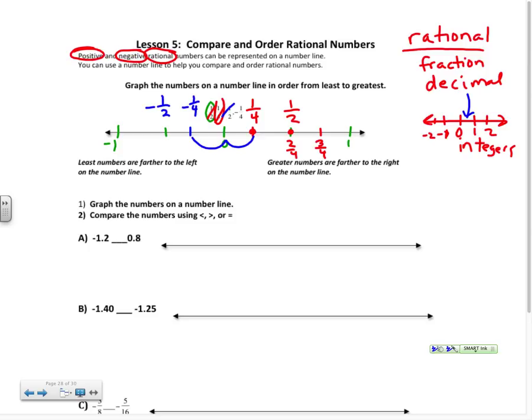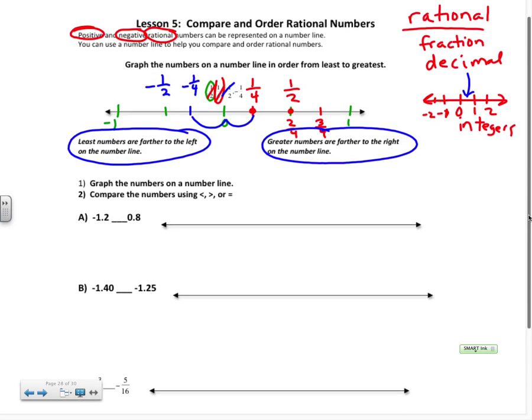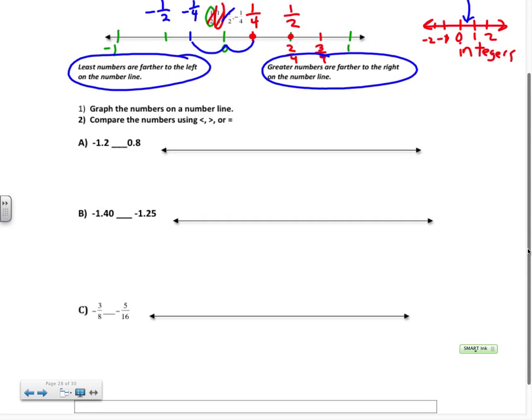So we can see now that we can order rational numbers on a number line. Remember again that least numbers are farthest to the left on a number line. The greater numbers are farther to the right. Let's do a couple practice here. Graph the numbers on a number line. Compare the numbers using less than, greater than, or equal to.